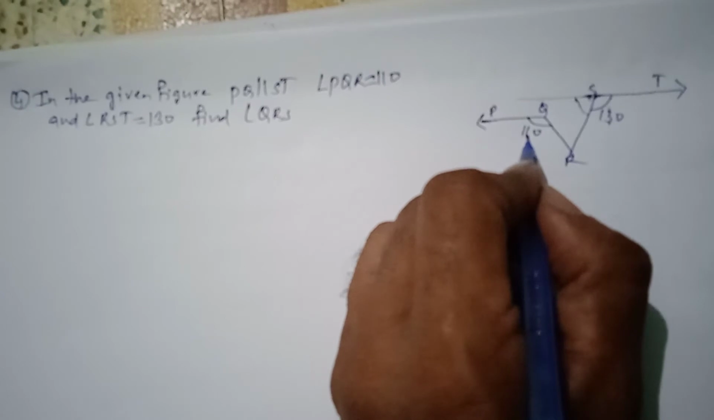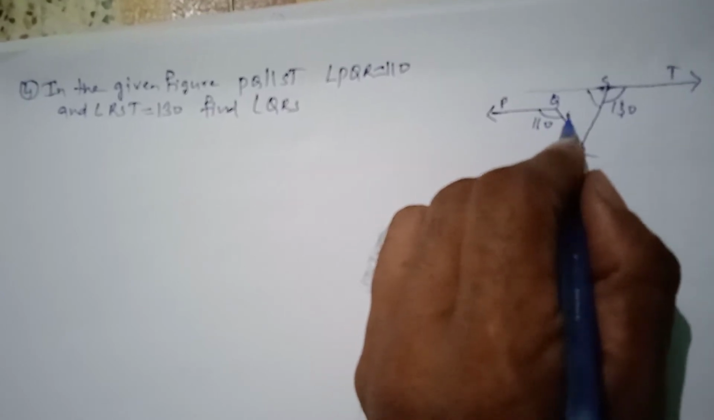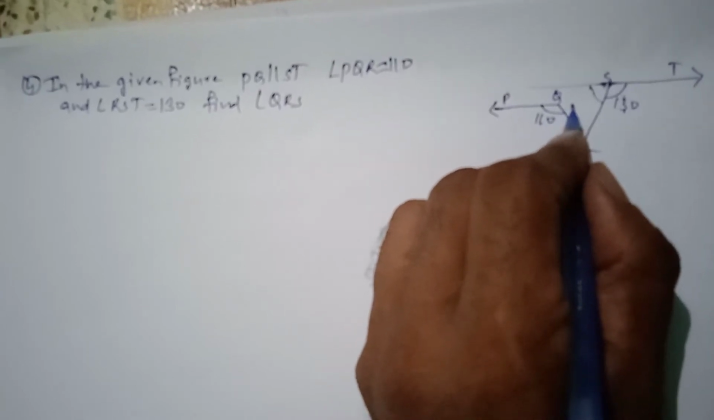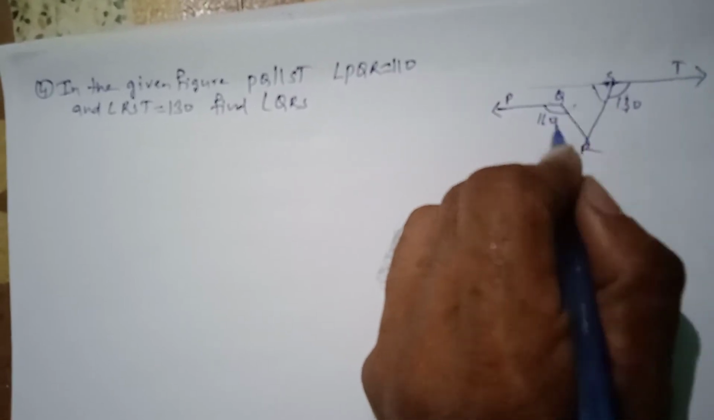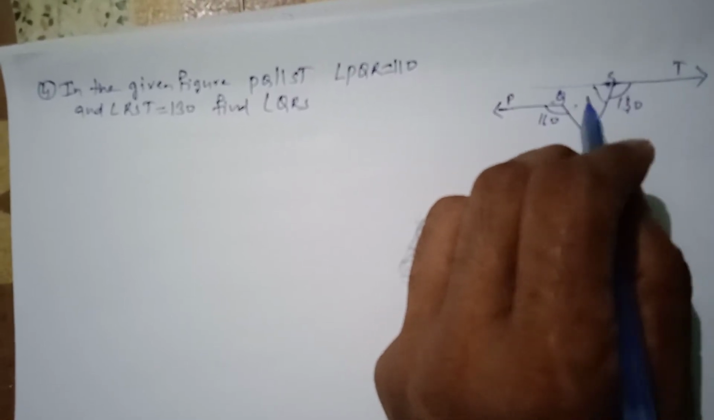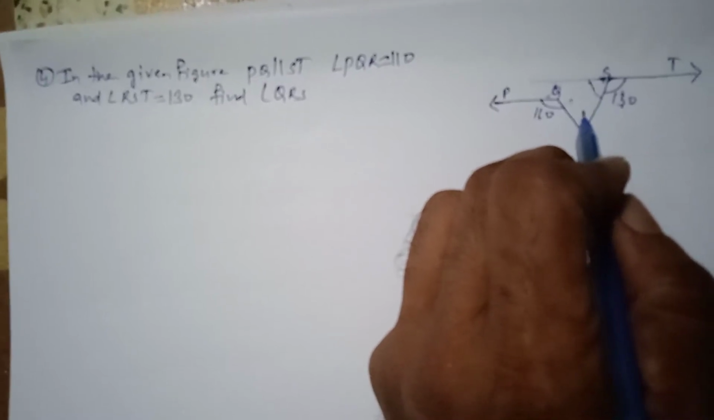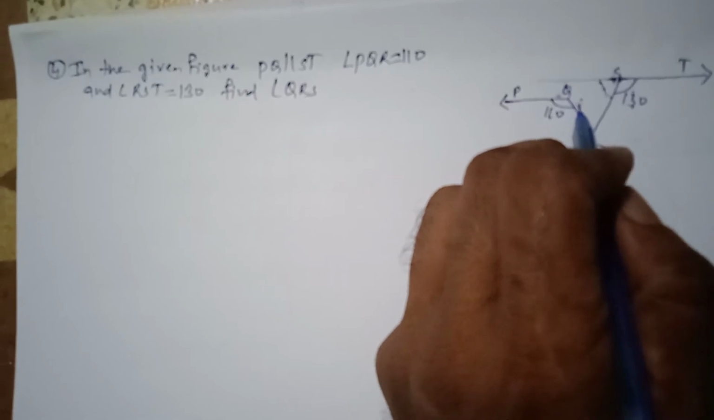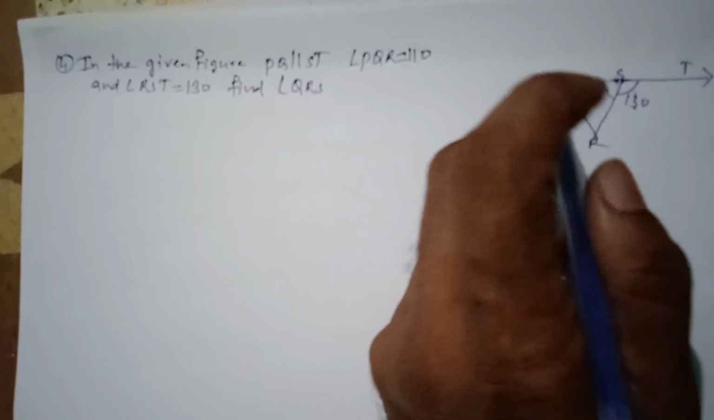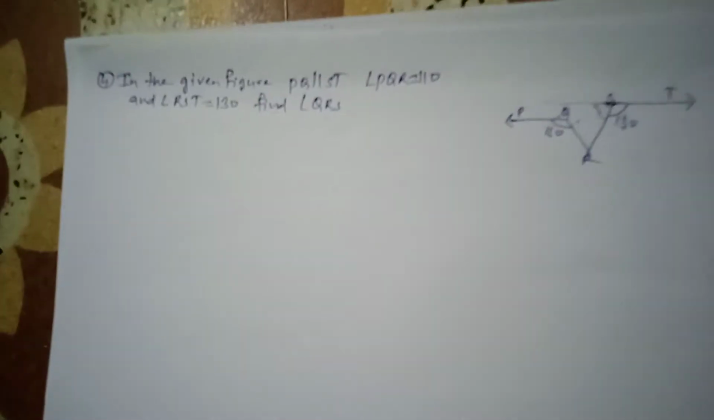Here also, 180 minus 110 is equal to 70. This angle also you can get 70. With the help of the triangle property in triangle QRS, the sum of the measures of the three angles of a triangle is 180. So after adding these two numbers, we can subtract it and we can get the value of R. This sum you can try yourself.